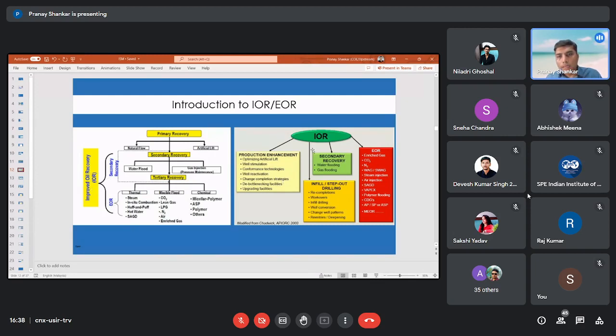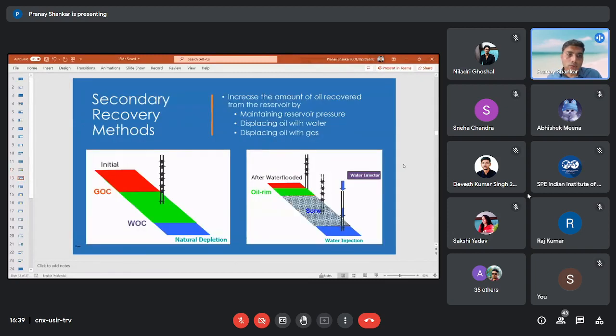So within IOR, again, you can do lots of things in terms of secondary recovery, water flood, gas flood. You can do some production enhancement in terms of optimizing your artificial lift, stimulation, upgrading facilities. Then basically we will be focusing today mostly on EOR, which has three categories: gas EOR, chemical EOR, and thermal EOR. So in terms of natural depletion, what do you do?